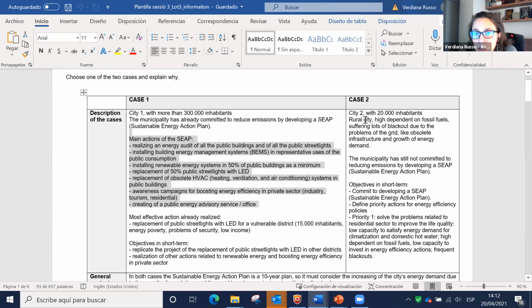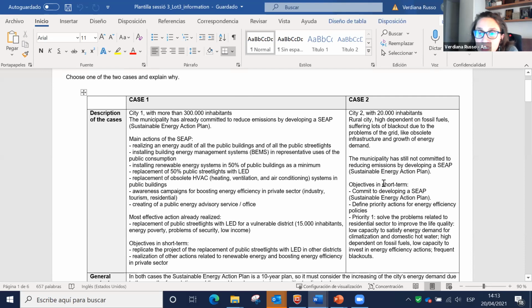Case two is a small city of 20,000 inhabitants, mostly rural. It is highly dependent on fossil fuels, and it has a lot of blackout problems due to problems in the grid and the obsolete state of the infrastructure. This city is growing, so population and energy demand are expected to grow. This city hasn't yet committed to reducing emissions, and so it hasn't developed a sustainable energy action plan.